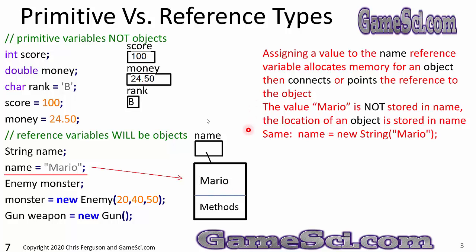Notice that the value Mario is not stored here. It's not stored in the name variable. What's stored in the name variable? A reference to an object. The location of the object is stored in the name variable. Also remember this line of code is the same thing as if I'd written name = new String("Mario"). Kind of like this syntax because it's a little clearer that we're building an object. But in this case, it didn't matter whether we did it this way or that way. We'd get a string object containing Mario, and name would reference it or point to that object.